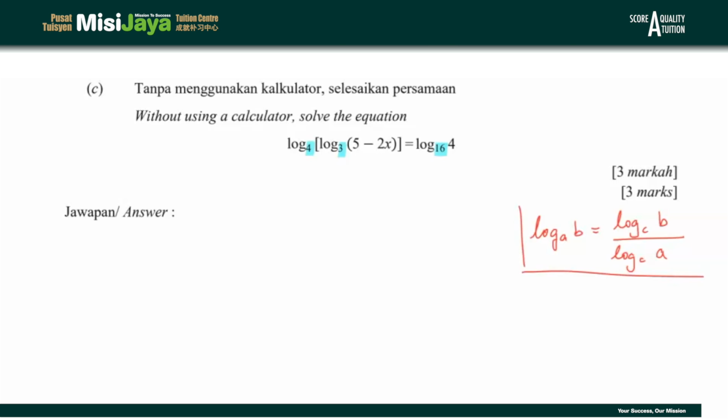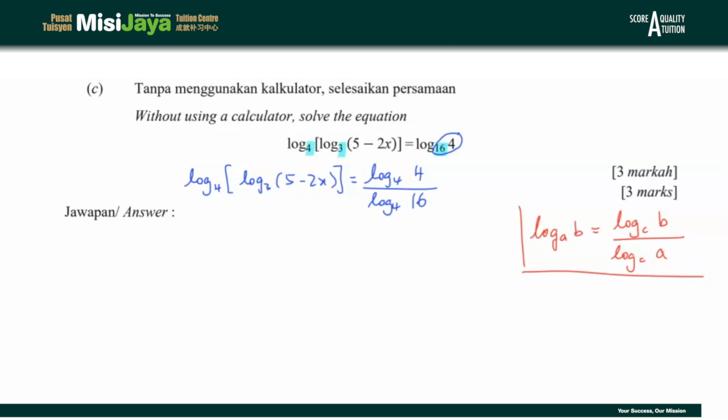So here, this log 16 on the right hand side, I'm going to change it to base 4. Before that, on the left hand side, I'm going to write it over here: log 4, log 3, 5 minus 2x equals to, so this is log 16. So I'm going to change to log 4 top and log 4 at the bottom. So 4 is on top of 16, right?